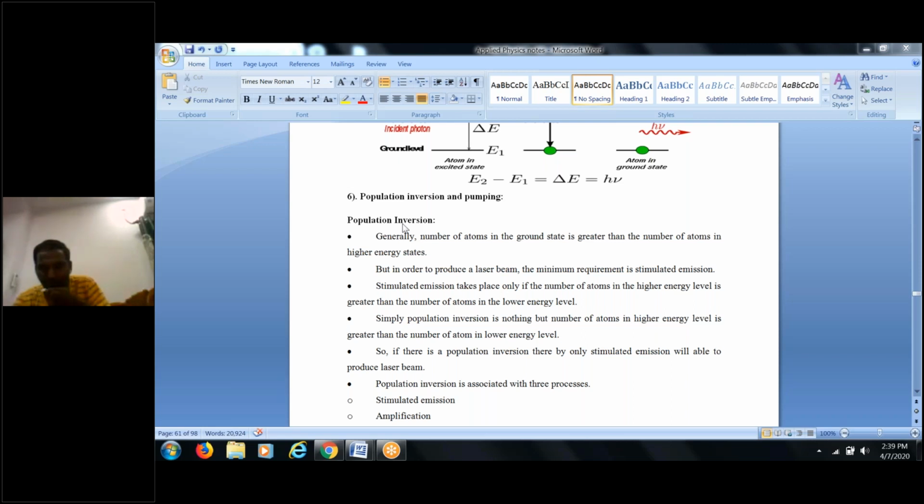So therefore, it will be known as population inversion. What is the requirement of this population inversion? To produce laser light, we need stimulated emission. And stimulated emission starts from the higher energy level and it ends with the ground state.